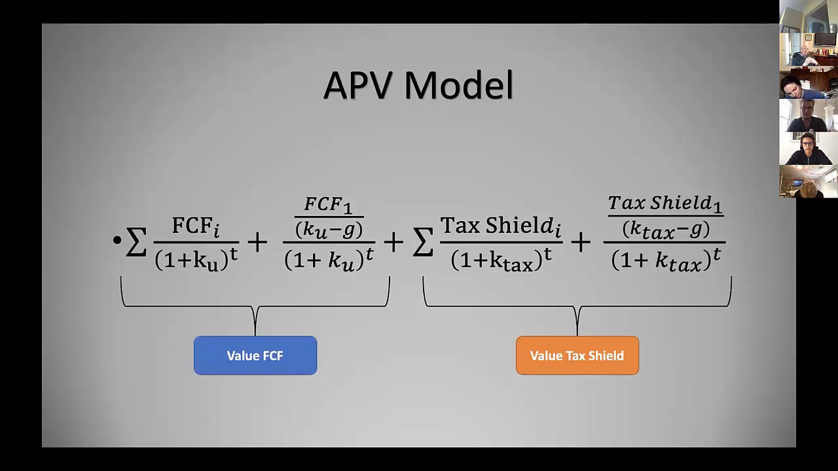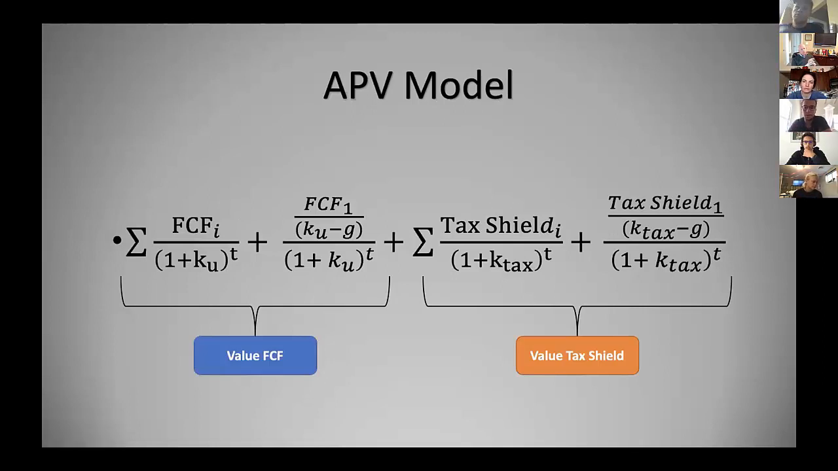So now we have that. We can also see that the left part looks a lot like the free cash flow model, except that we have KU instead of the WACC. So we can assume that we want the right part of the equation to be equal to 0, and then we will have the APV equation equal to the free cash flow equation.